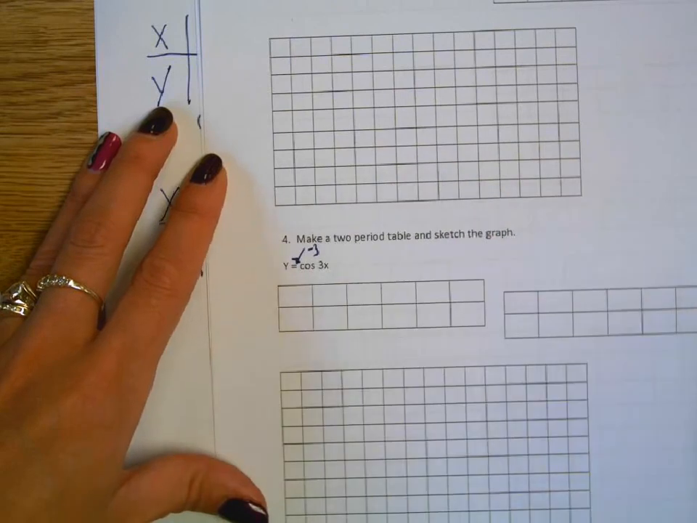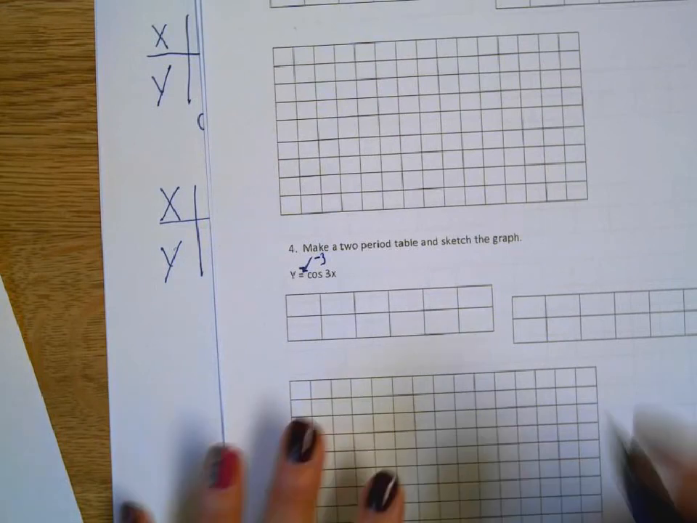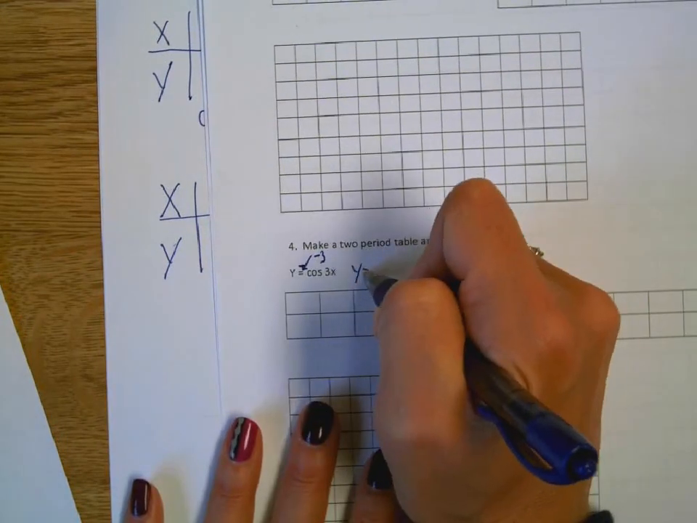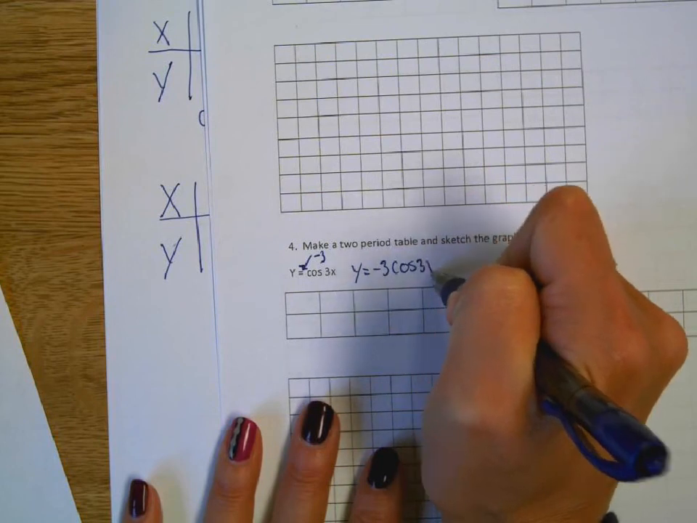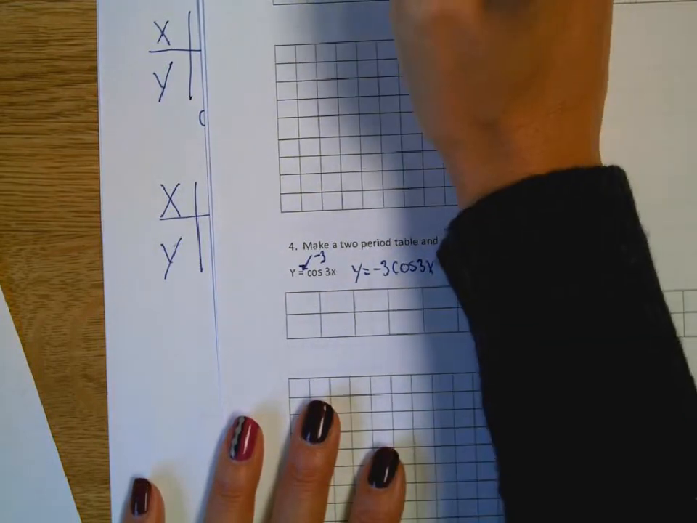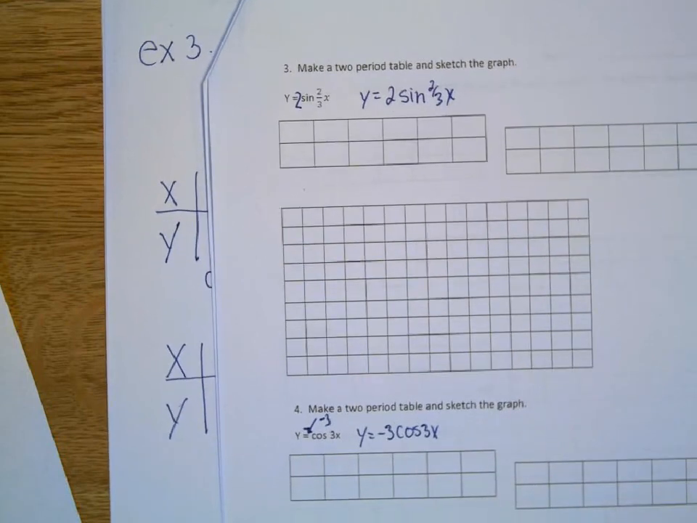Cosine 3x. So we're doing both pages? Yep, both pages today. That's a lot of homework. Y equals negative 3 cosine 3x, and y equals 2 sine 2/3 x. I did not change anything on 2. I just left that one. So we're doing number 2, 3, and 4.